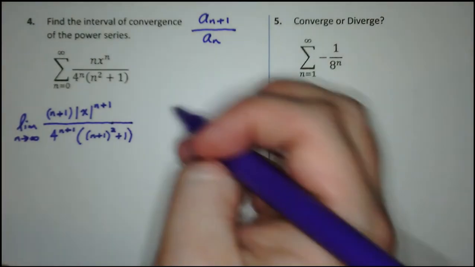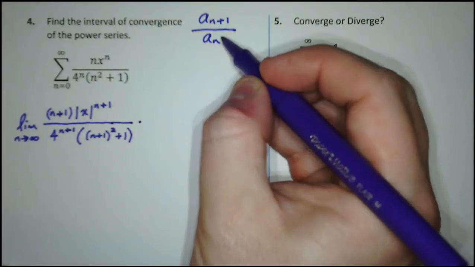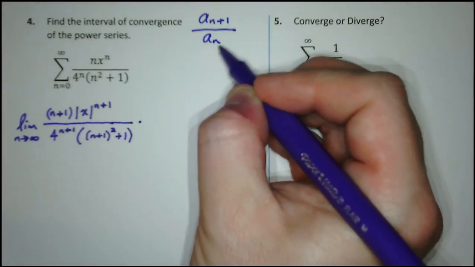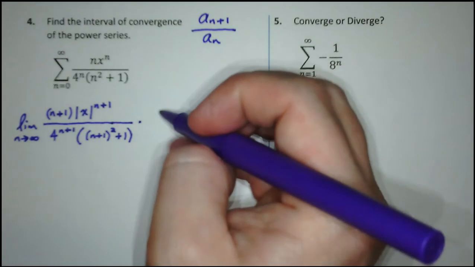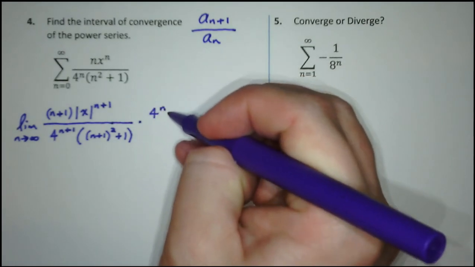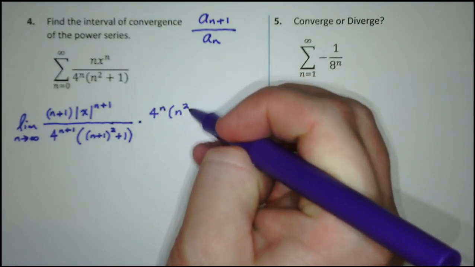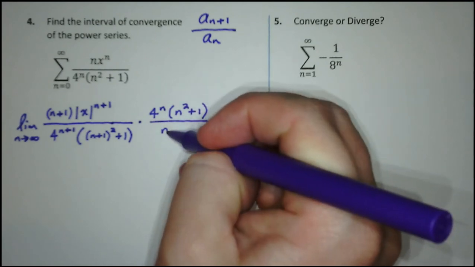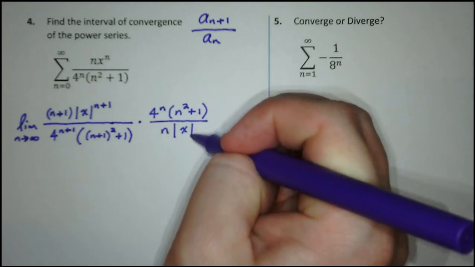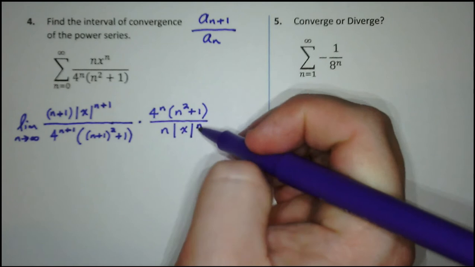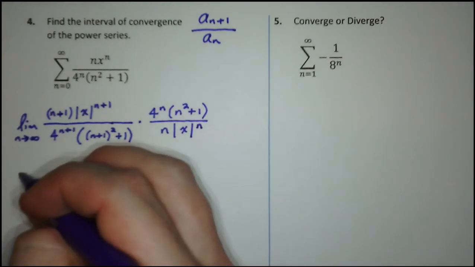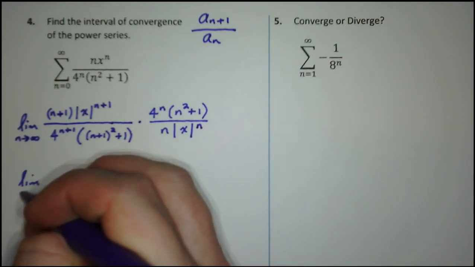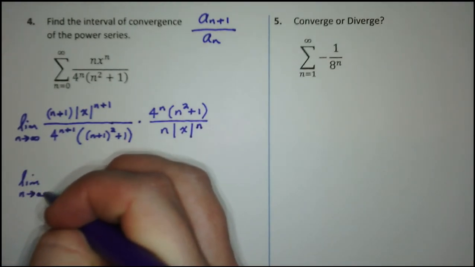What a mouthful. And so now we're going to multiply by the reciprocal instead of dividing by the fraction. So we have to flip it, and we're going to have n squared plus 1 all over n, and then, hey, we got to throw an absolute value on that x, right? Okay, here we go.